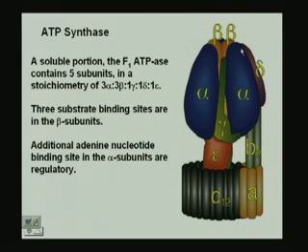So, it looks like a stalk, where you have 6 subunits, 3 of the alpha type and 3 of the beta type, with this stalk. Now, the beta subunit is the catalytic subunit. That is what is actually going to produce the ATP. So, this part is the F1 part and this is the F0 part, the part that is connected with the membrane.